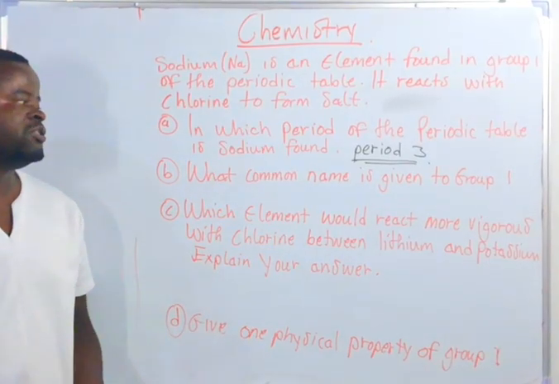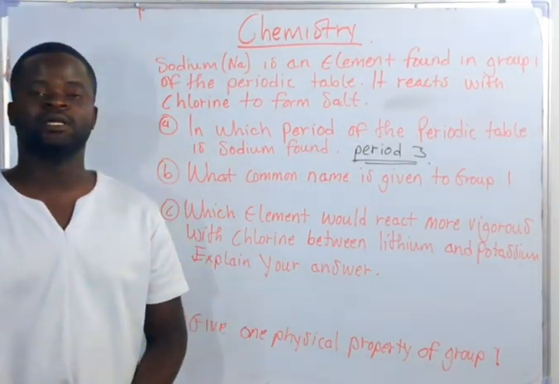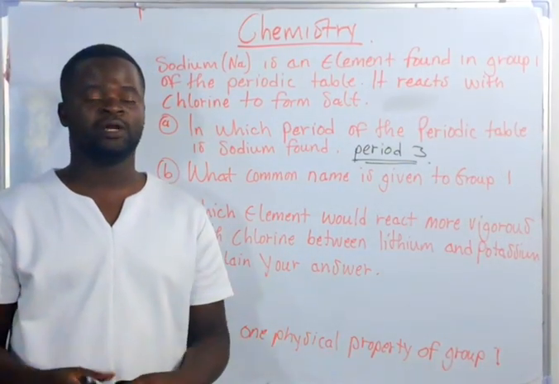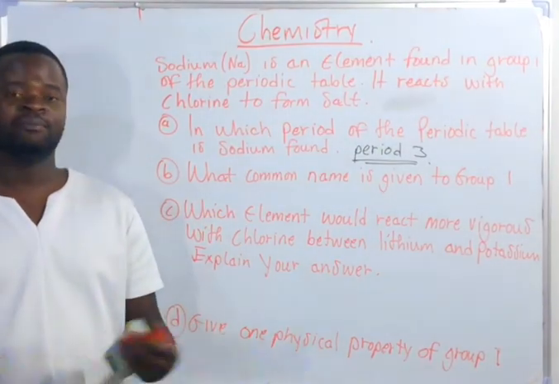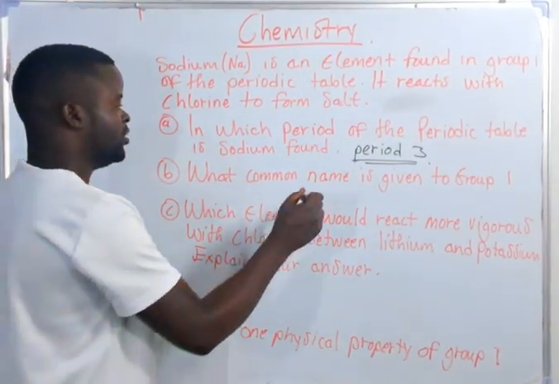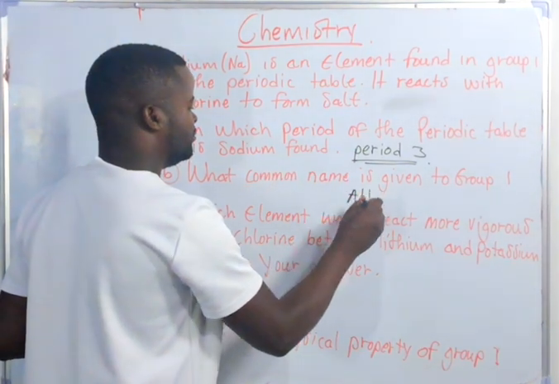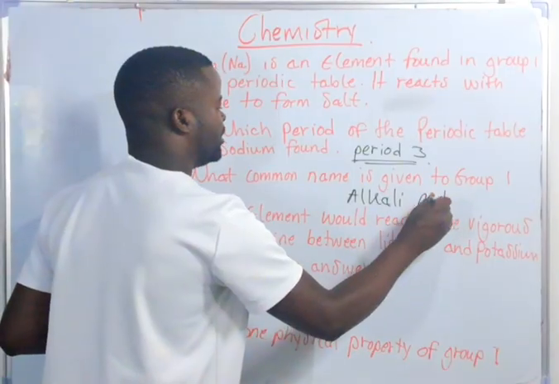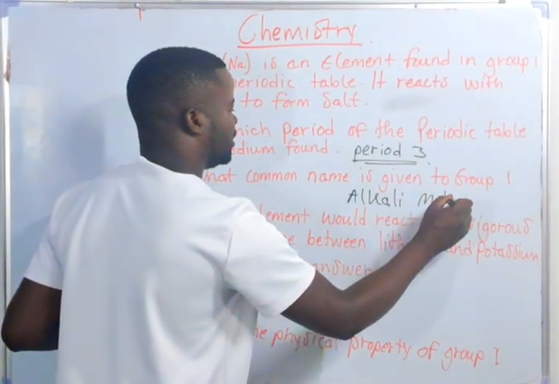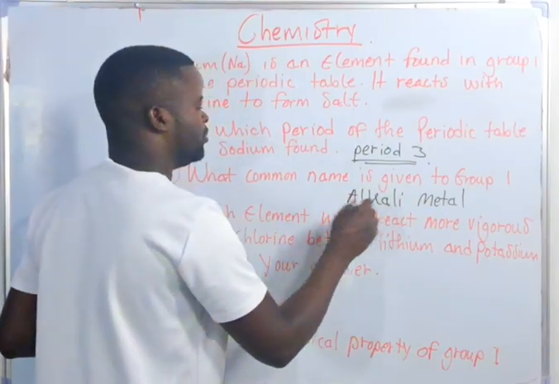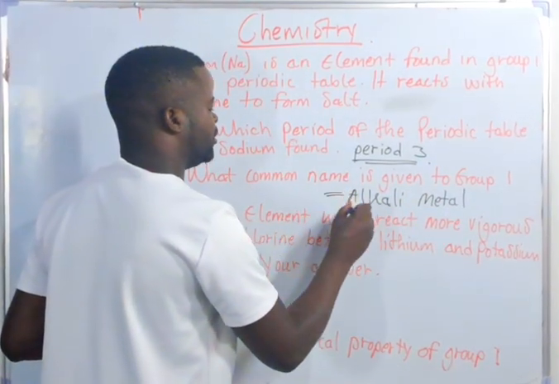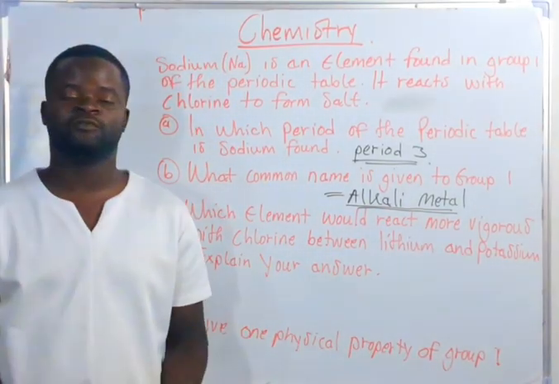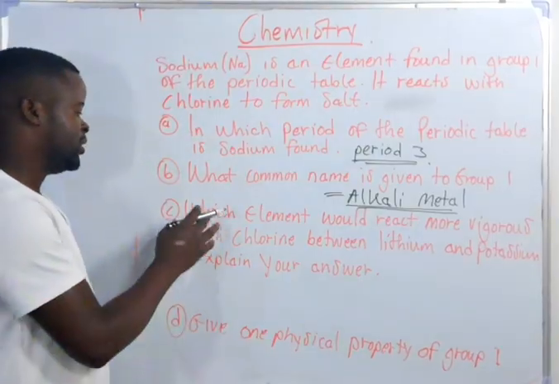What common name is given to group 1 elements? According to the periodic table, all group 1 elements are called alkali metals. They are called alkali metals because when they react with H2O, they normally produce an alkaline solution. So this is the other name for group 1 elements. Let's go to question C.